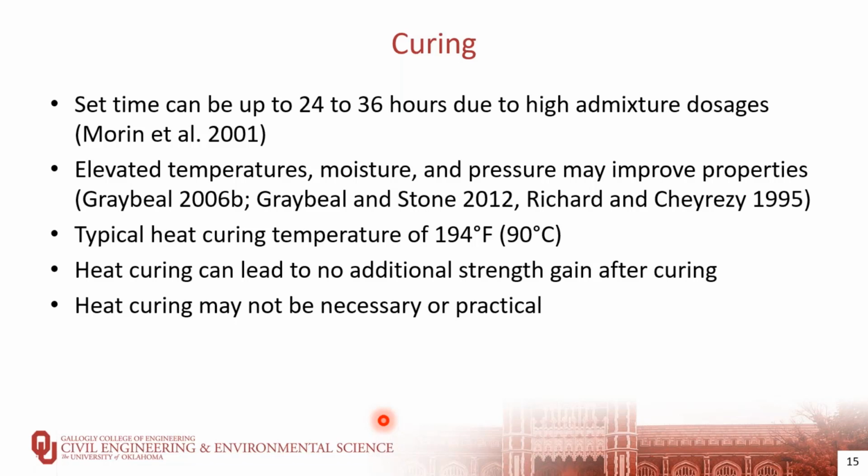If heat curing is going to be used, it's often going to be in the realm of 90 degrees Celsius, and then somewhere 12 to 24 to even as high as 36 hours. Heat curing can lead to no additional strength gain after that curing period, though, and it's often very difficult to do. So in the current state of UHPC, heat curing is not typically necessary and it's often not practical, and so most of the time it's not being used. It's just important to seal the UHPC and ensure that the moisture is able to stay inside.